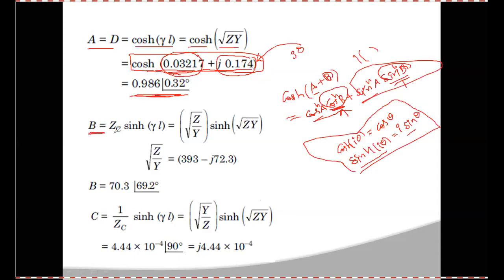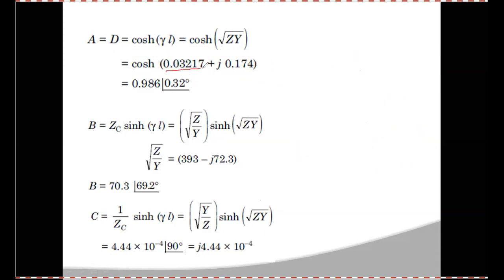Right, B here is Zc into sinh gamma l. Before calculating this value, you have to calculate sinh gamma l. In a similar manner as this, sinh gamma l here, and gamma l here is a complex number again, which is this value: 0.03217 plus j 0.174. Now sinh of this value you have to calculate.